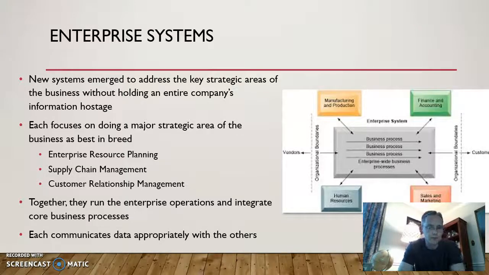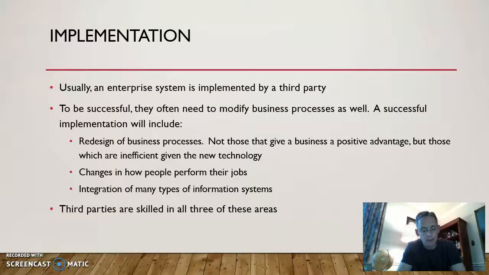And those specific areas that we're going to discuss really are enterprise resource planning, supply chain management, and customer relationship management. Together, they run the enterprise operations and integrate the core business operations and the processes for the business. Each one of those will operate a different aspect of the business, but they also have to communicate with each other. So they're also made to integrate at least their information with the other systems.